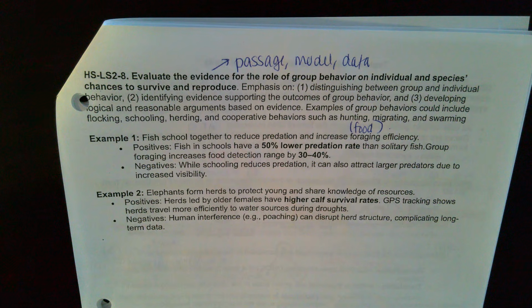A big problem is human interference. As I already mentioned with the ivory tusks, humans are hunting those organisms in order to get the tusks, and then the oldest ones wind up dying, and they're the ones who are the most knowledgeable, and then that's going to be a negative because they can't protect their young or share the knowledge of resources.